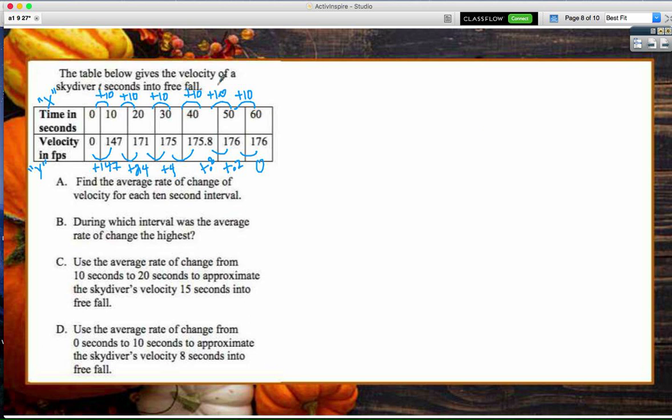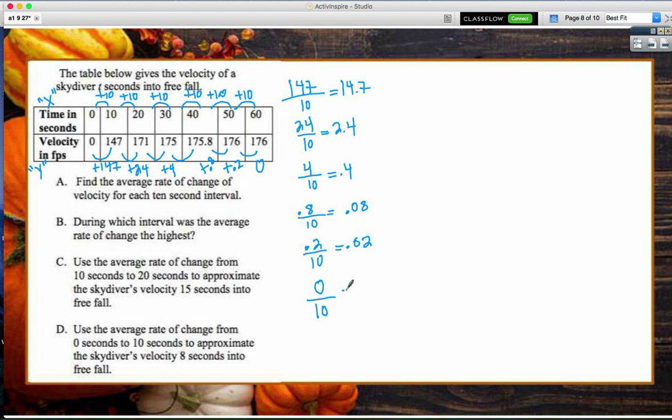So the first one, what's 147 divided by 10? Okay. Then we've got 24 over 10. 2.4. Then we've got 4 over 10. Okay. Then we've got 0.8 over 10. Okay. Then we have 0.2 over 10. And then we have 0 over 10, which is just 0. Okay. So for each interval, it's clearly not the same rate of change. It's changing every time. Okay.